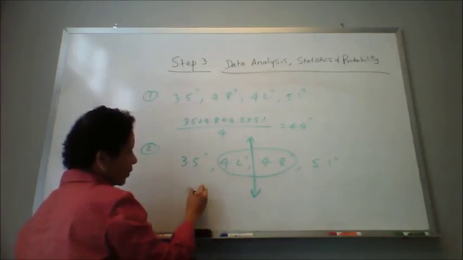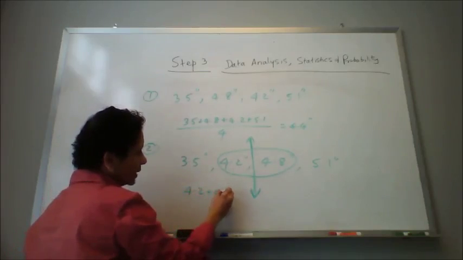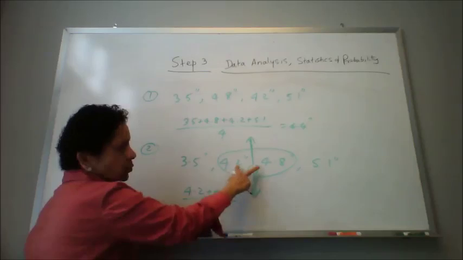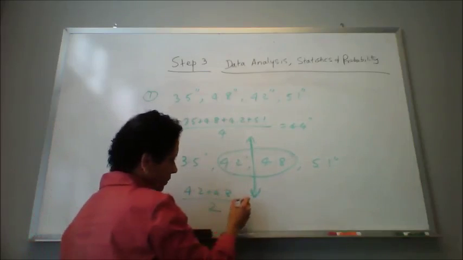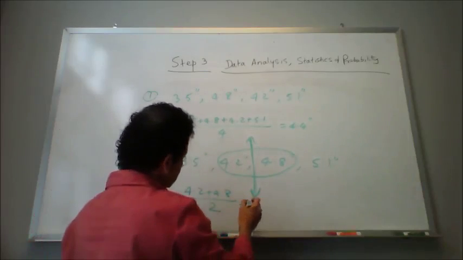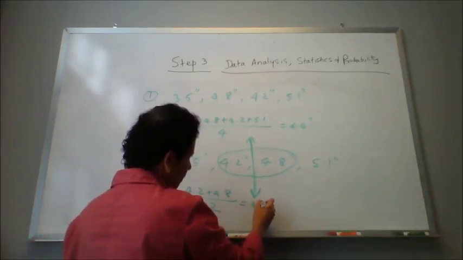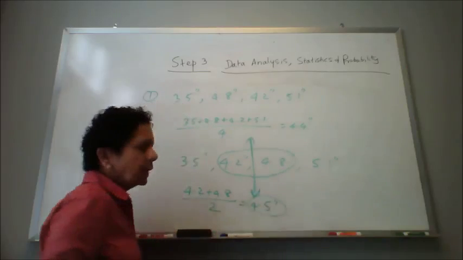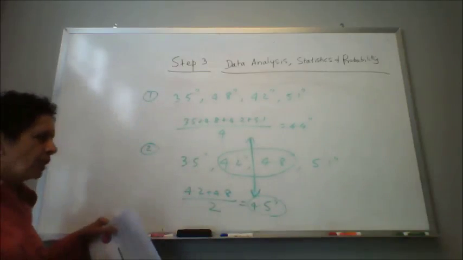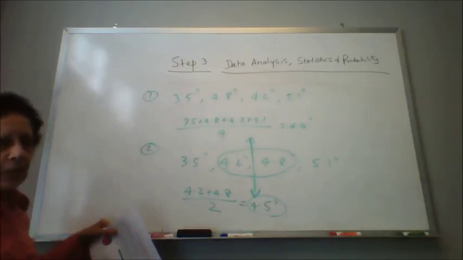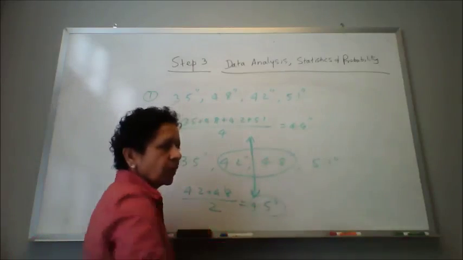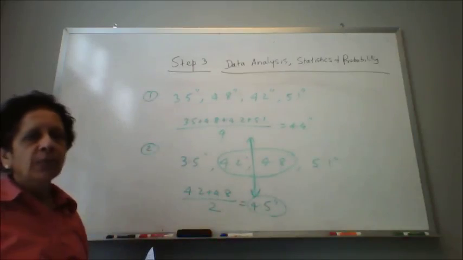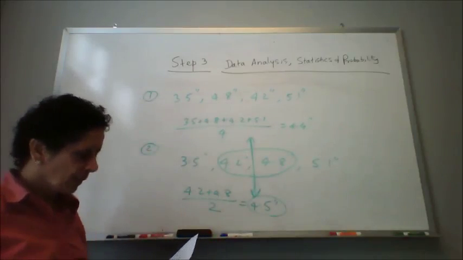So you take 4.2 plus 4.8 divided by 2, the average of 2 data points: add the 2 numbers, divide by 2, and that comes out to be exactly 4.5. So the median annual rainfall, or median annual precipitation, is 4.5 inches. You see the mean is 4.4 and the median is 4.5. So the mean and median don't need to be exactly the same, they could be different, okay?